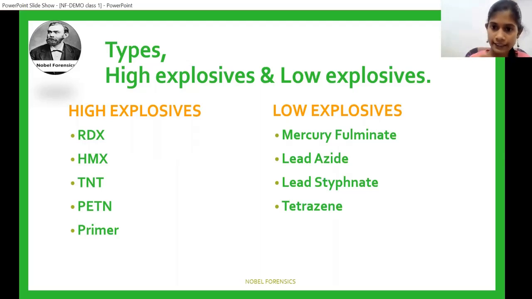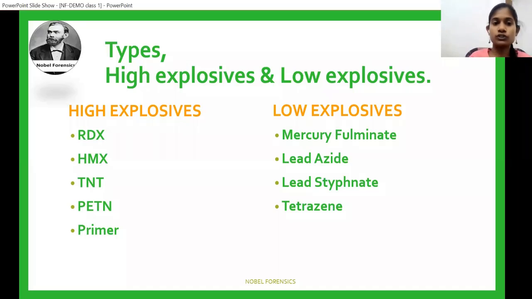Mercury fulminate, lead azide, lead styphnate, tetrazene. And this is a many times previous question, which of the following is not a low explosive, which of the following is a high explosive. Mostly in that question they definitely add primer, because we will easily get confused with the primer as it is a low explosive, but primer is a high explosive.